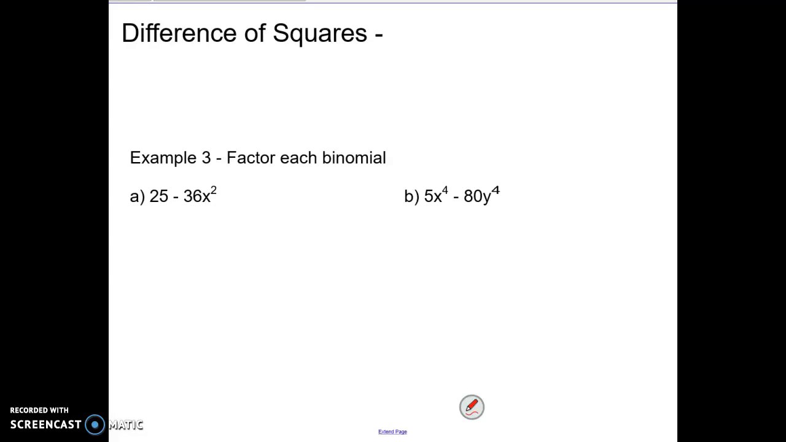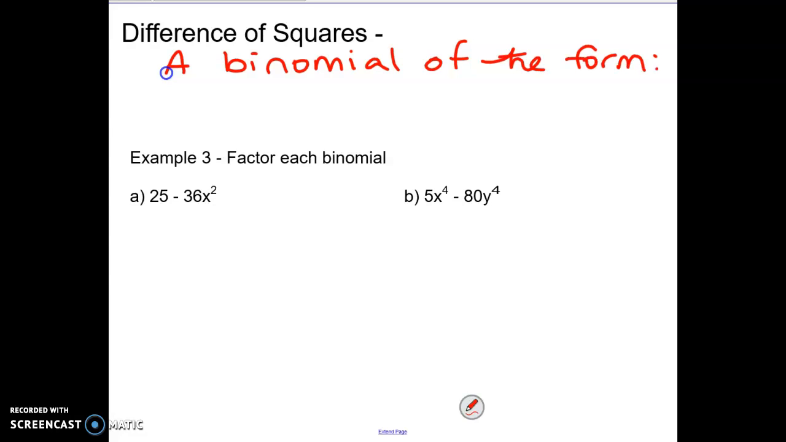Okay, difference of squares is our final type of factoring. So I'd like you to write this down, please. A difference of squares is a binomial of the form, okay, it's of the form x plus 3 and x minus 3.